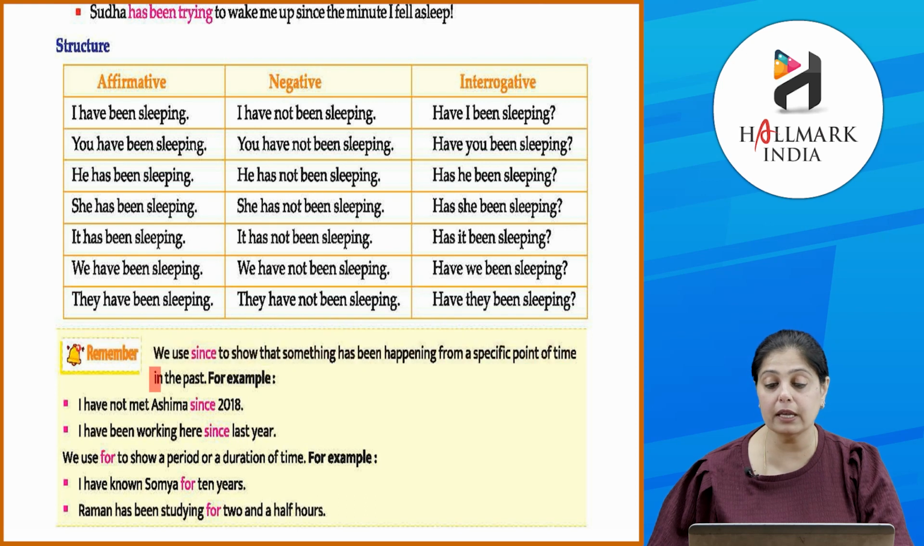Now remember, we use since to show that something has been happening from a specific point of time in the past. For example, I have not met Ashima since 2018. I have been working here since last 1 year. We use for to show a period or a duration of time. For example, I have known Soumya for 10 years. Raman has been studying for 2.5 years.